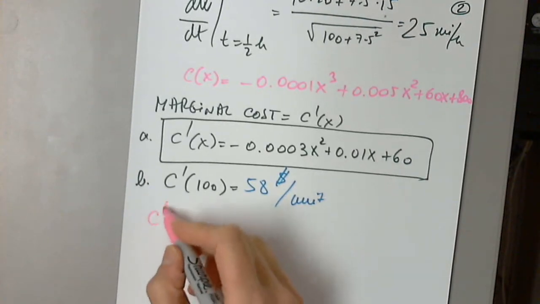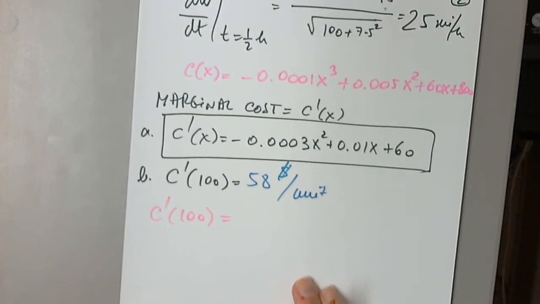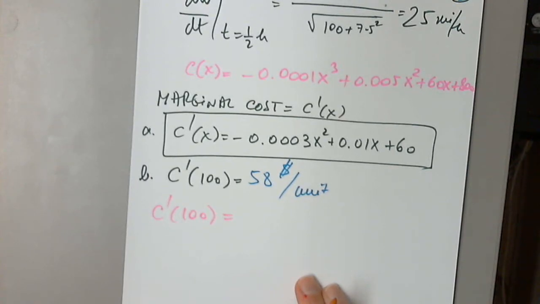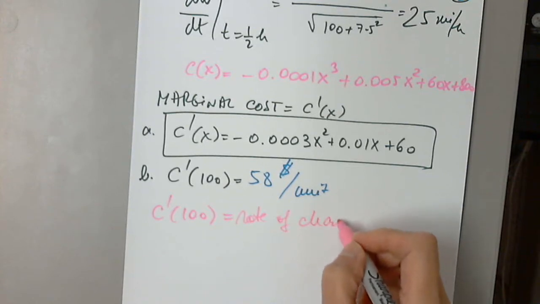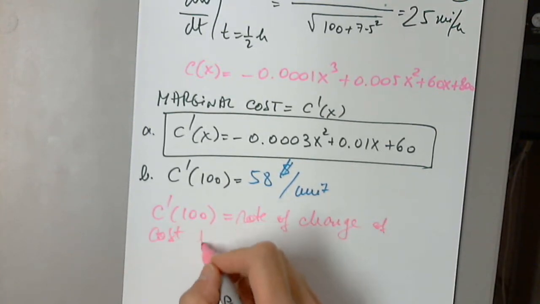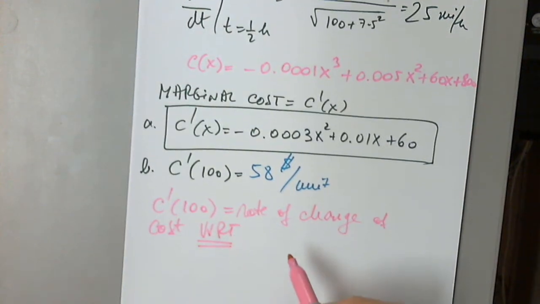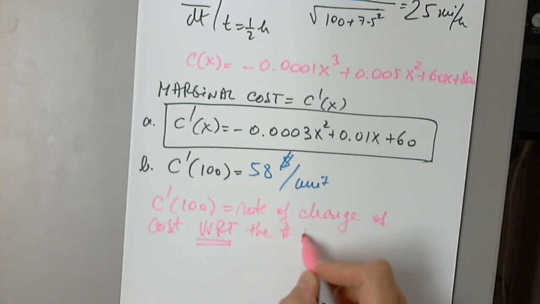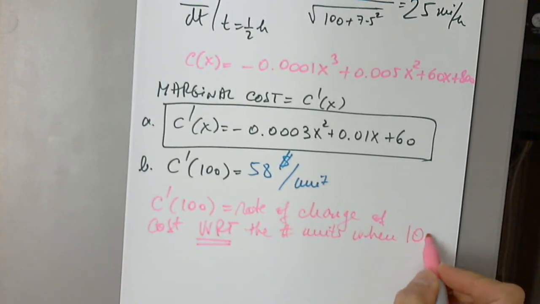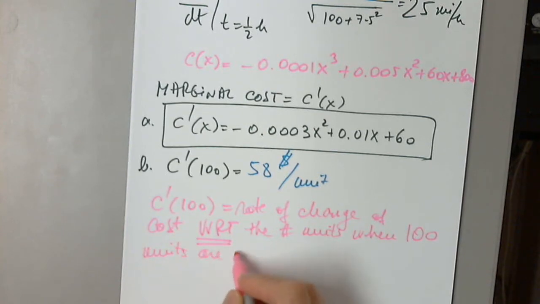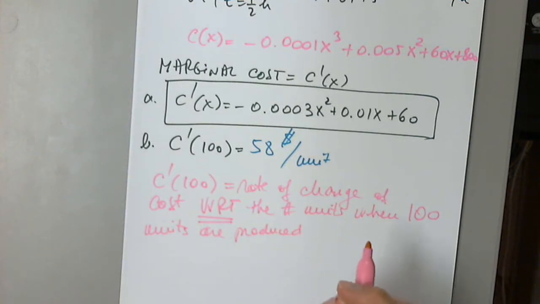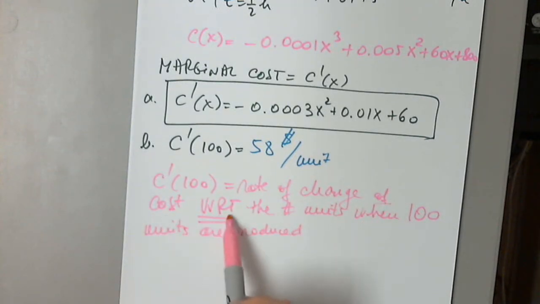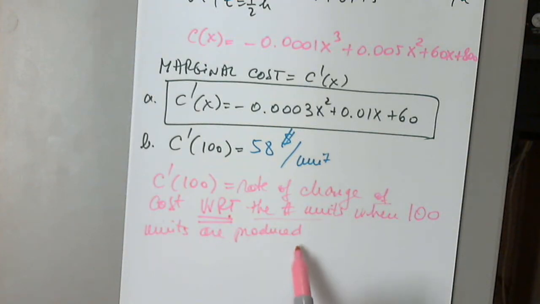So one explanation will be that this is the rate of change of cost with respect to the number of units when 100 units are produced. The rate of change of cost with respect to the number of units when 100 units are produced.